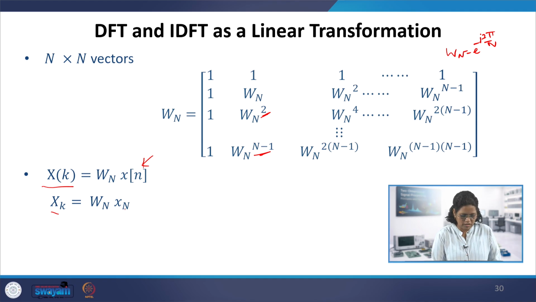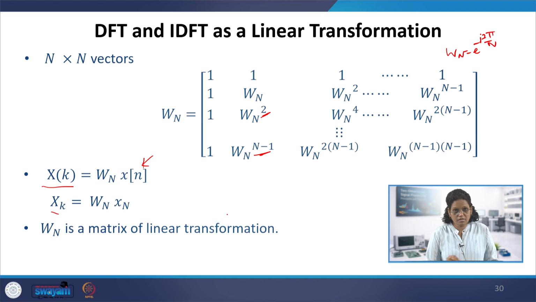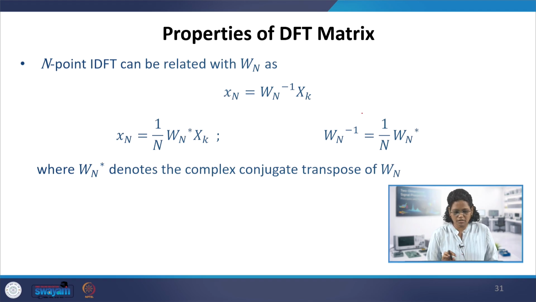This is for getting X of k from x of n. And this matrix is a matrix of linear transformation, and this is a symmetric matrix. You can see that here. So you would have the symmetric matrix. Also, this has certain properties, and we'll see them.